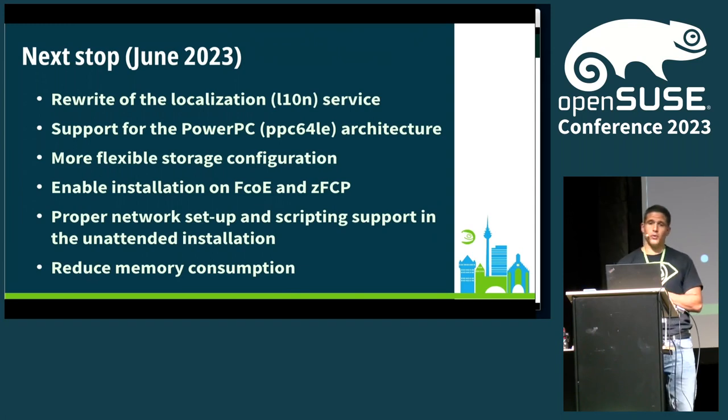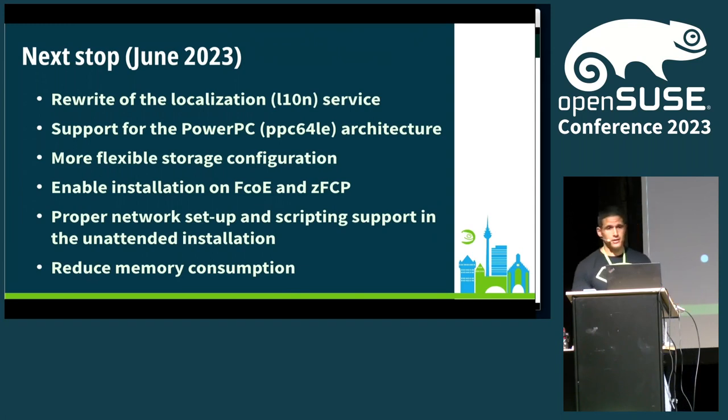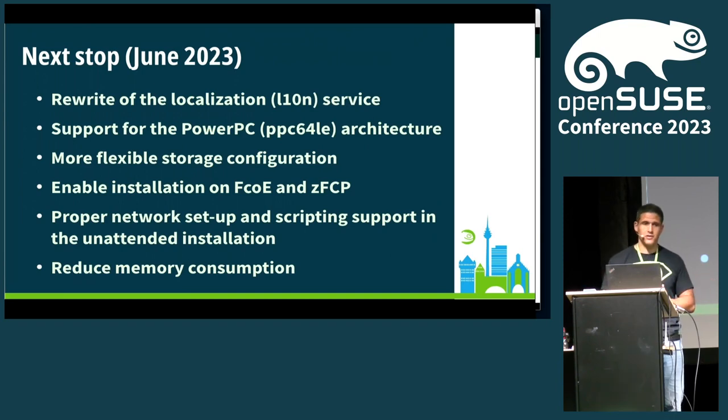We are rewriting the localization service. As I said, the YaST one is simply old and not worth keeping anymore, so we are rewriting it, and we are doing it in Rust, because now we can even change the implementation language of some of the internals. We are trying how well it works with YaST. We already have DASD and iSCSI, but we are adding also FCoE and zFCP, and things like that.